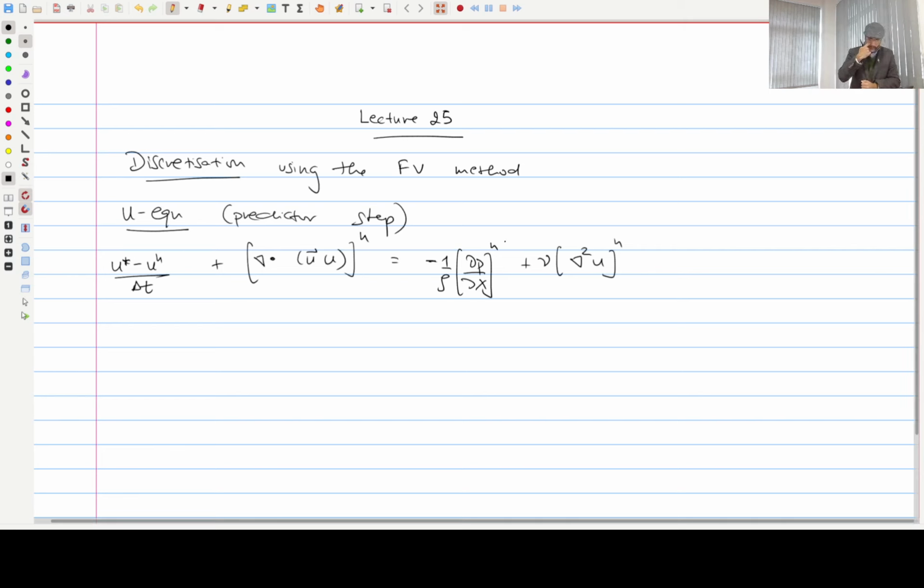Okay, so this was the predictor step, the u equation to solve for u star. Now you may note that the convective term is written slightly differently because we are using a conservative form this time, which is equivalent to using a non-conservative form, except that we have used the continuity equation. We will discuss this already.